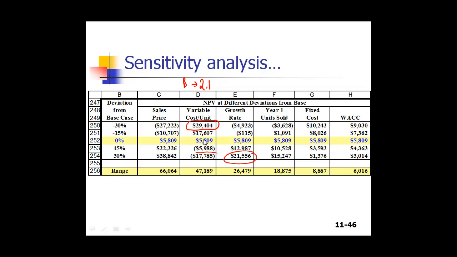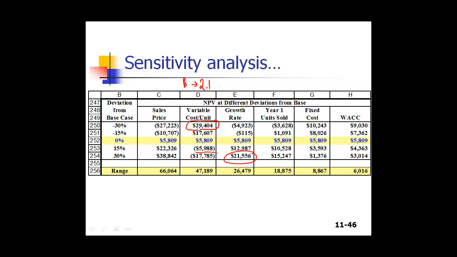Yeah, so Zara, I think she's on the right track. Can you make a proper statement now explaining where 29404 comes from? Exactly. So 29404 is the NPV of the project if the variable cost is 30% less than our base case. Does it make sense that the NPV shoots up if your variable cost is much lower than you had anticipated?